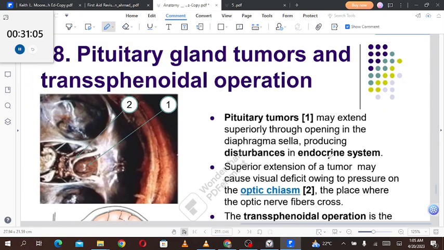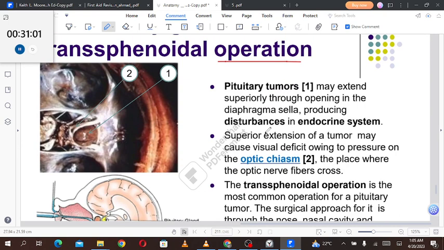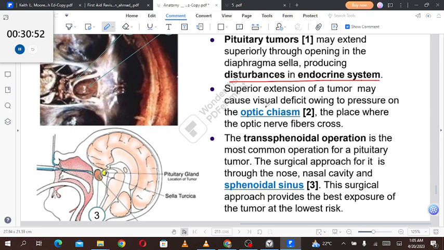Okay. Then we have point number 78, that is about pituitary gland tumors and the transsphenoidal operation. The pituitary tumors may extend superiorly through the opening in the diaphragma sellae, producing disturbance in the endocrine system. Superior extension of the tumor may cause visual deficit owing to the pressure on the optic chiasm.